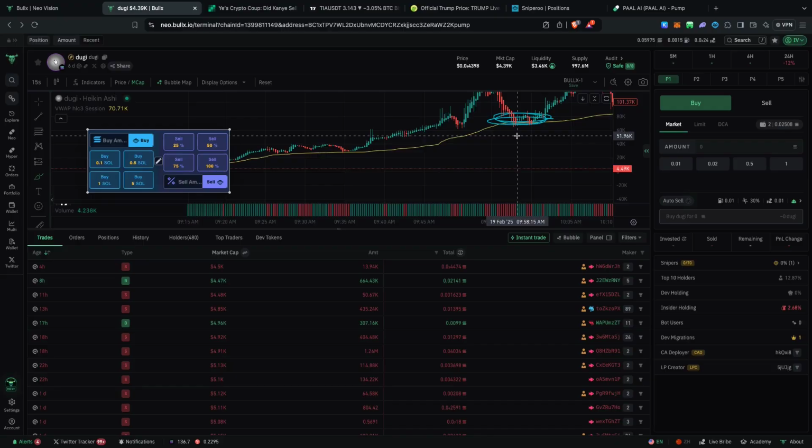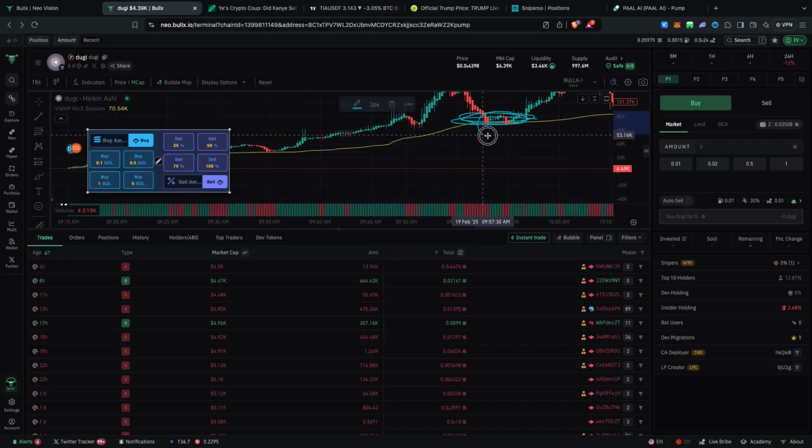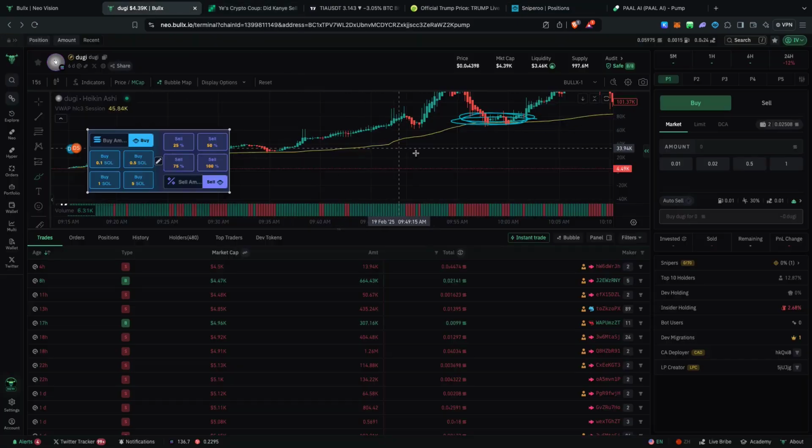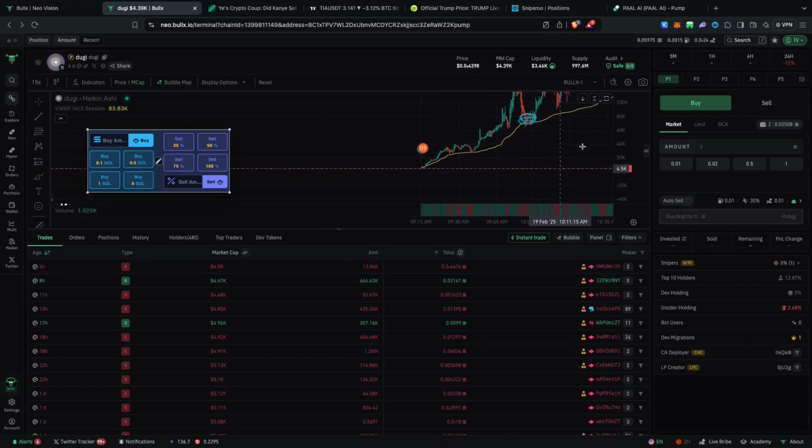And the second time it came to the VWAP, take a look at that. That was an amazing entry. And this is one of the reasons why my entry on Sniperoo was at 75, because that was the second time I experienced my confirmation as far as the VWAP is concerned.